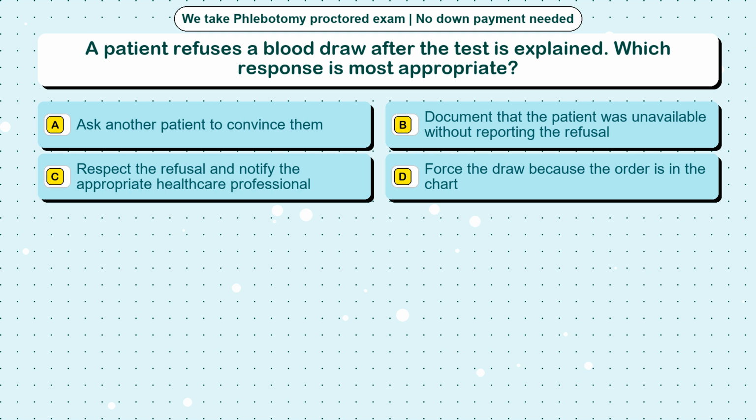Question 21. A patient refuses a blood draw after the test is explained. Which response is most appropriate? Option A. Ask another patient to convince them. Option B. Document that the patient was unavailable without reporting the refusal. Option C. Respect the refusal and notify the appropriate healthcare professional. Option D. Force the draw because the order is in the chart.